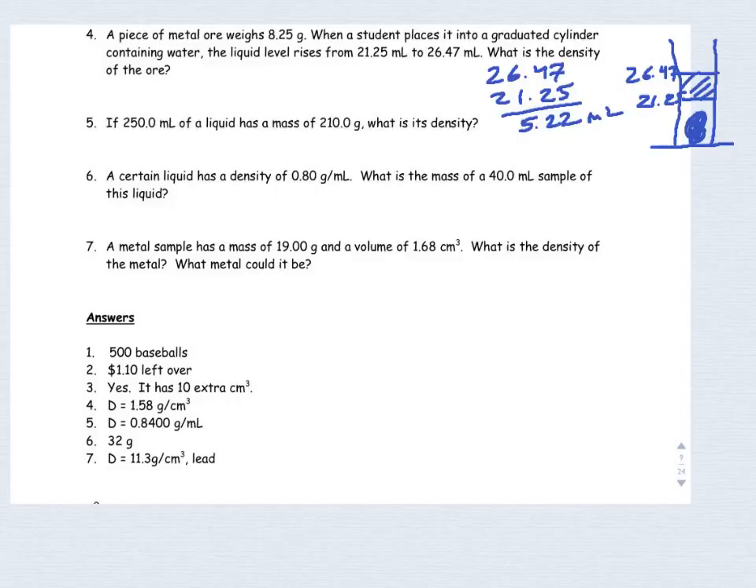So now you have a mass in grams, and now you have a volume. You can find the density easily enough by using the formula density equals mass over volume. The only word of caution here is that you should probably remember that when it's a solid, the density should be reported in grams per cubic centimeter.